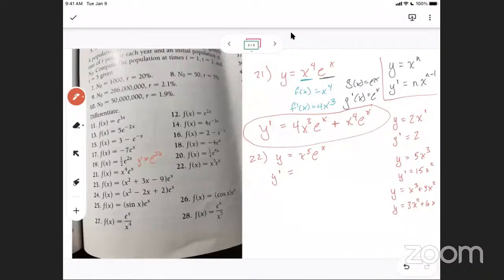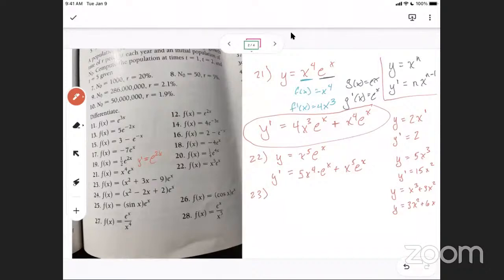What's the derivative of x to the fifth? It would be 5x to the fourth. Good. Now what am I going to multiply that by? By e to the x. And then what? And then you're going to plus the x to the fifth, then the e to the x. Perfect. Nicely done. All right, so number 23 is a little bit trickier, but really not. It's the same concept.